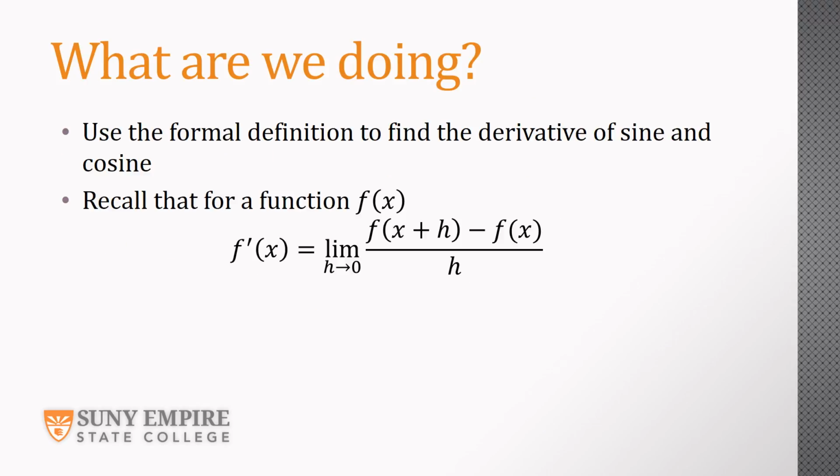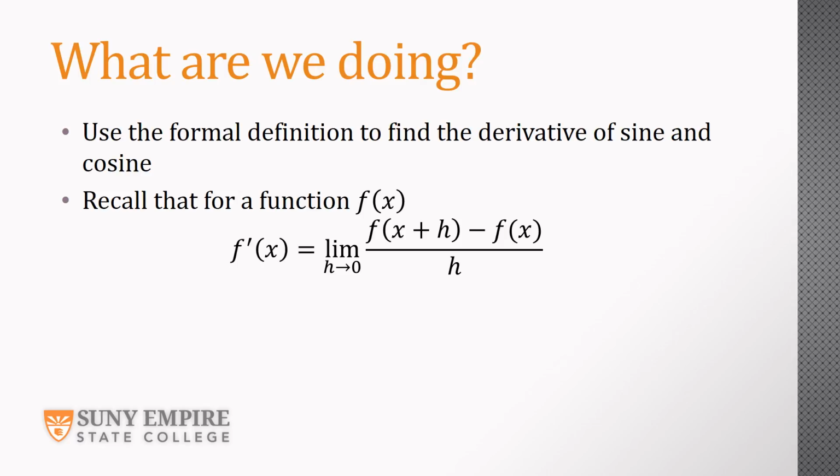In the previous resources in this series, we discovered the formal definition for a derivative and also how to find the derivative for a polynomial function. This resource will use the formal definition to discover the derivatives for sine and cosine. Recall that the formal definition for the derivative of a function is the limit as h approaches 0 of the quantity given by the function evaluated at x plus h minus the function evaluated at x, divided by h.